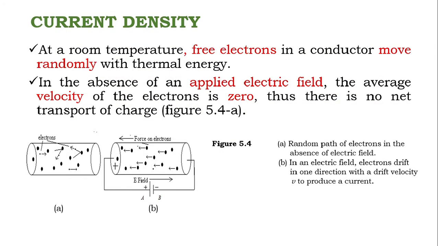Okay, so next adalah current density. Okay, at a room temperature, free electrons in a conductor move randomly with a thermal energy. In the absence of an applied electric field, the average velocity of the electrons is 0. Thus, there is no net transport of charge. For example, here kan, contoh kita ada satu wire. Dalam satu wire ni, sebenarnya dalam ni ada elektron. Okay, so elektron ni bebas bergerak ke sana dan kemari. Okay, so dia free electron.